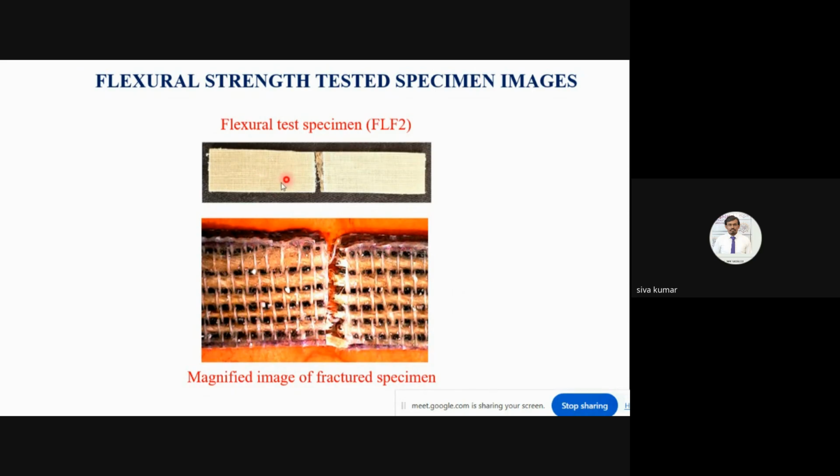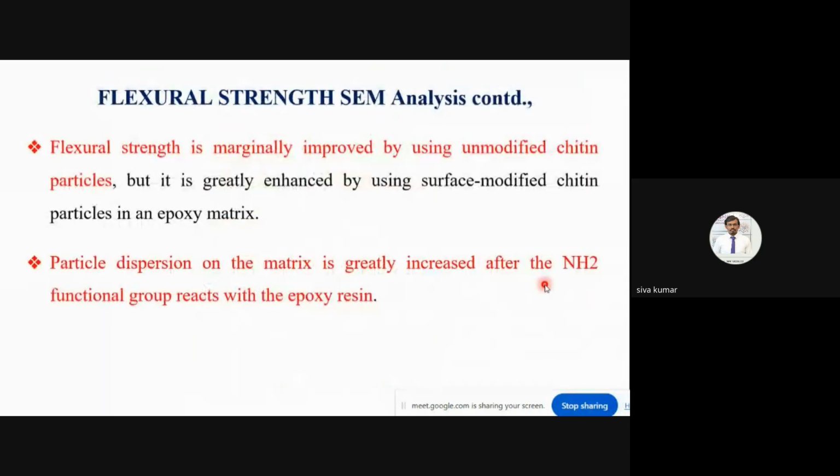This is the specimen of flexural testing, and this is the magnified specimen of that flexural test. Flexural strength is mainly improved by using unmodified chitin particles, but it is greatly enhanced by using surface modified chitin particles, meaning silane treated. It is represented here as silane treated with biopolymer, that is CBP.